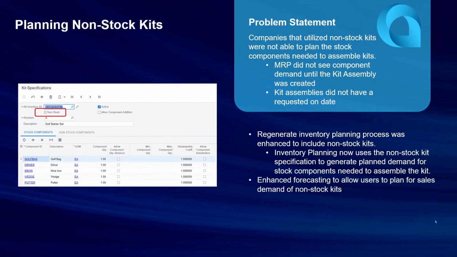With 2024 R1, we've enhanced the regenerate inventory planning process to now consider non-stock kits that are on sales orders and forecast records. And we've enhanced the forecast screens to allow users to add non-stock kits to these forms directly or to generate a forecast using sales history. Let's see how this works.